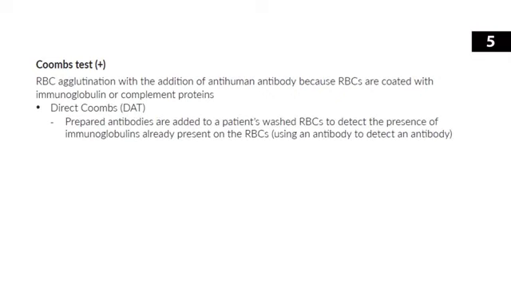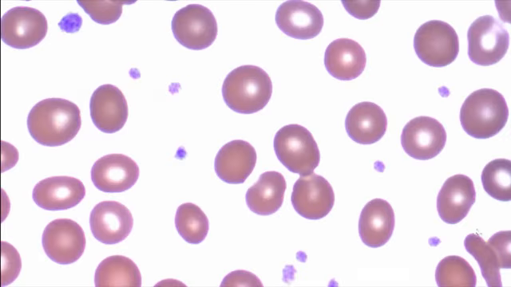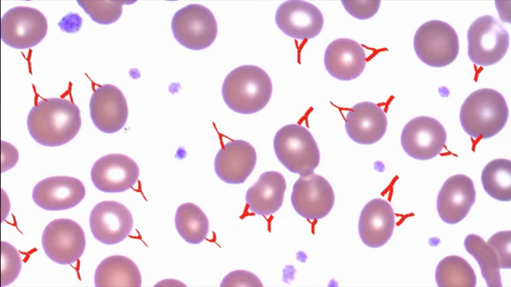The direct Coombs test is where prepared antibodies are added to the patient's red blood cells, and then these prepared antibodies are going to bind to antibodies that are on the red blood cells. So you're using an antibody to detect an antibody that's already bound to the red blood cell. If this patient has an autoimmune hemolytic anemia, the red cells are coated with autoantibodies and possibly the complement C3.